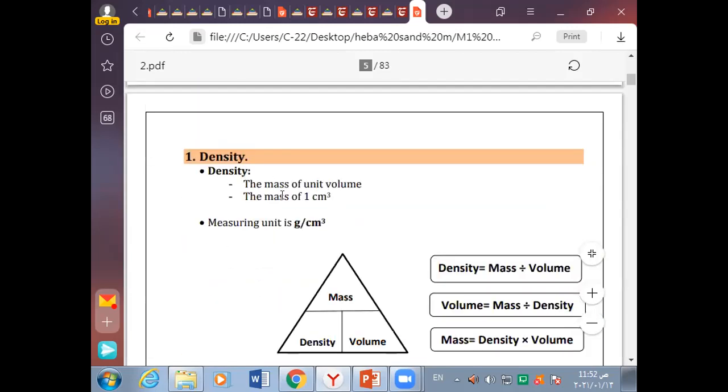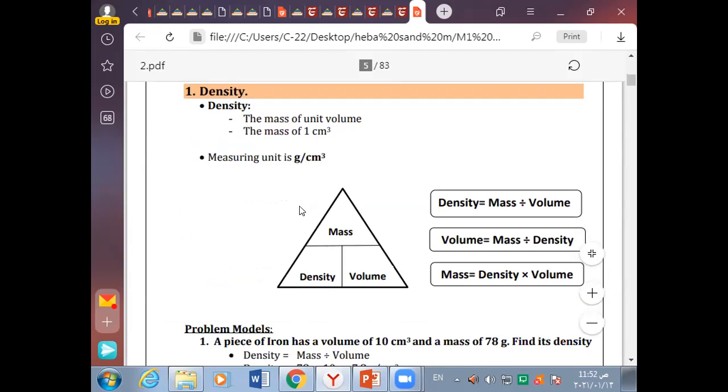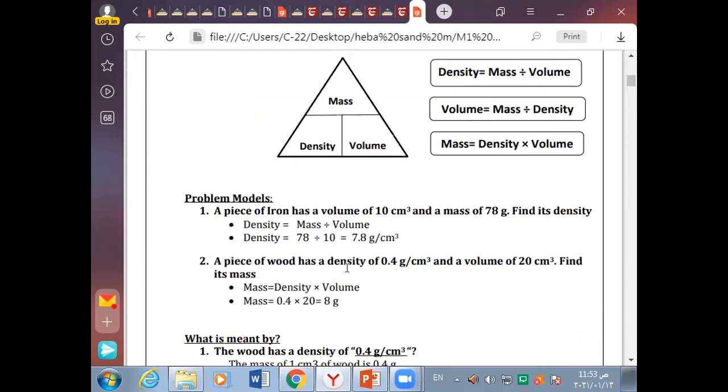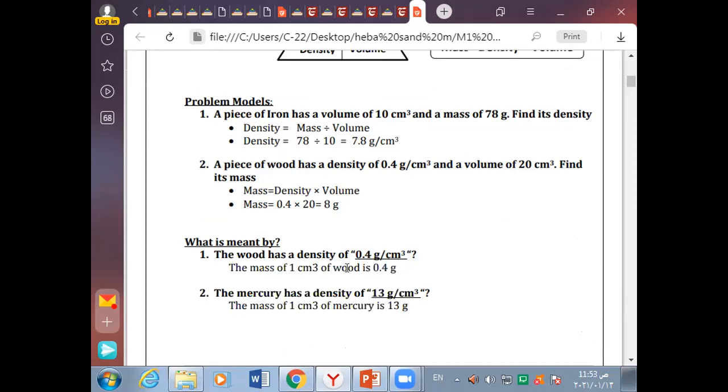Okay, let's start with density. We watch the video, then we will answer some questions. Let's review density. Density equals mass divided by volume. Volume equals, when we hide volume, mass divided by density. Mass equals, when we hide mass, density times volume. What is the unit of density? Mass, gram per cubic centimeter.